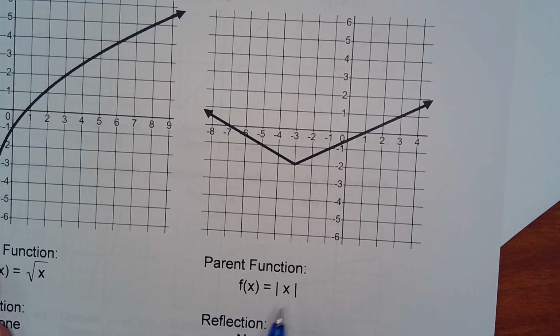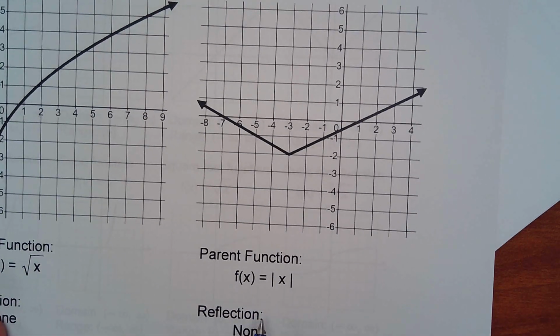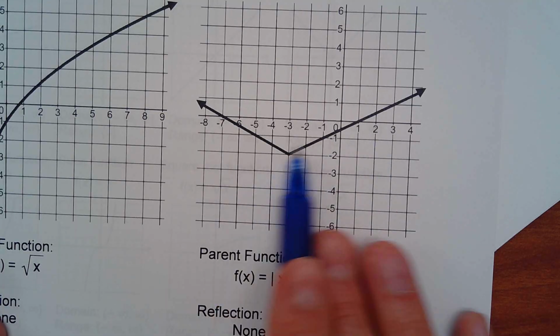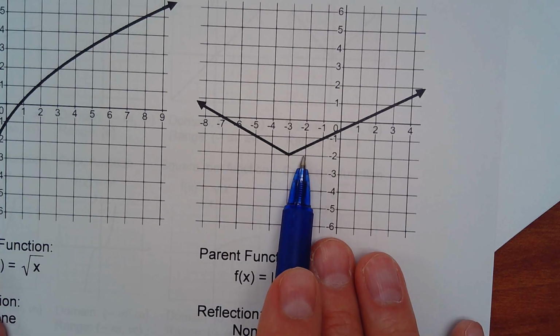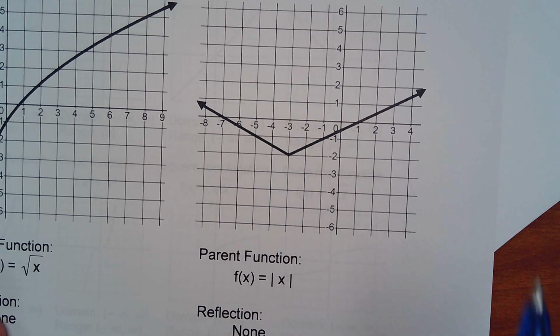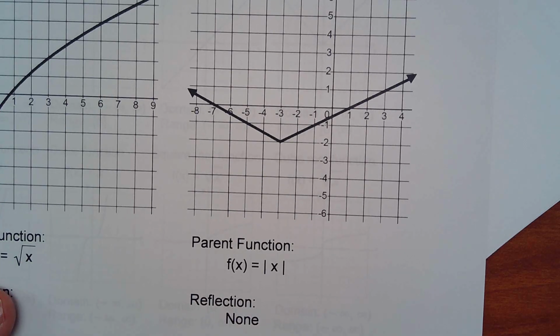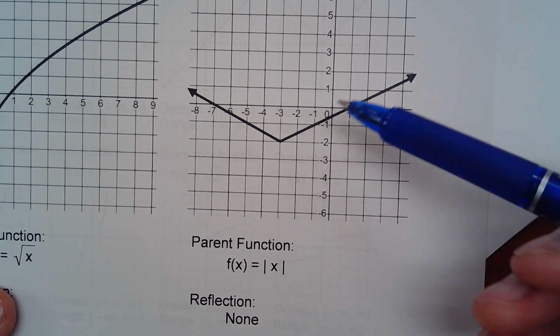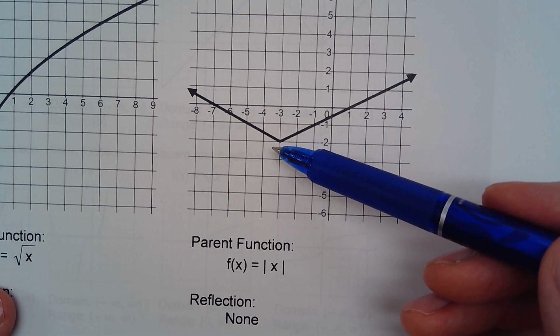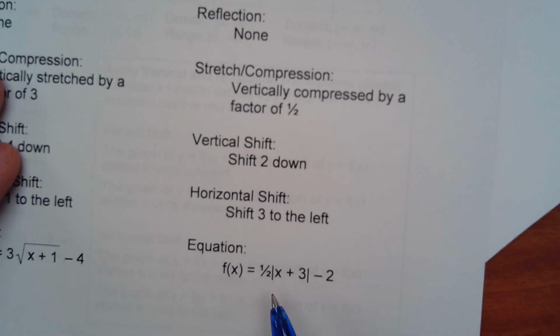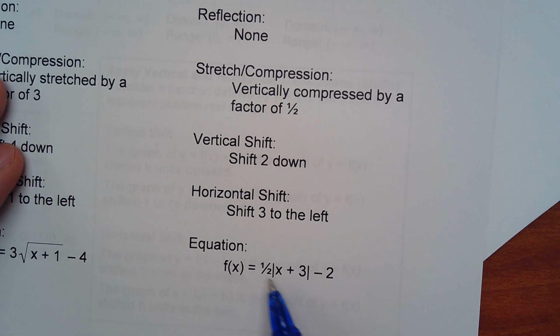And then this is our absolute value function. It's not been reflected. It's been shrunk here because I'm going over 1 and only going up by 1/2, so it's vertically compressed or shrunk by a factor of 1/2. It's been shifted down 2 and to the left 3. So when I write this out, I'm going to put the half out here, the down 2, -2, out here. To the left 3, I had to put this as a +3 in the opposite direction.